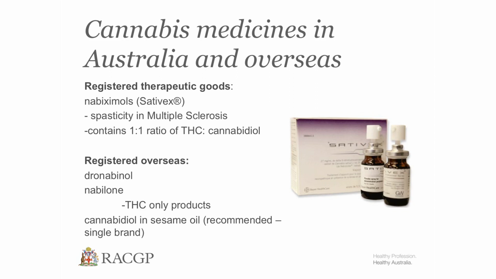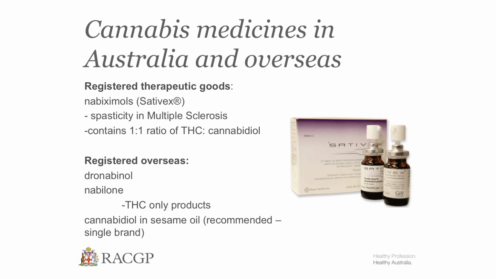So we do have one registered medicine in Australia, which is nabiximols, which is a 1-to-1 ratio of tetrahydrocannabinol and cannabidiol. Its trade name is Sativex. It's on the Australian Register of Therapeutic Goods. It's marketed here in Australia. It's not available on the Pharmaceutical Benefit Scheme. Its registered indication is spasticity and multiple sclerosis.